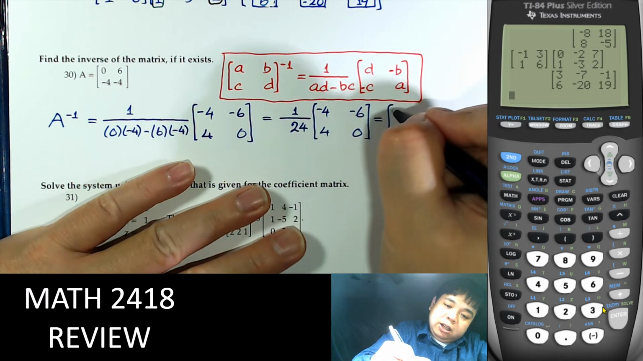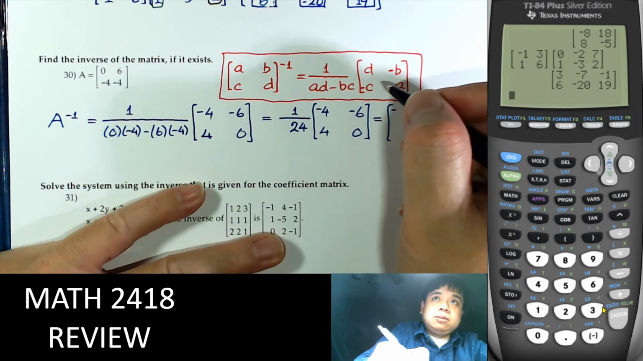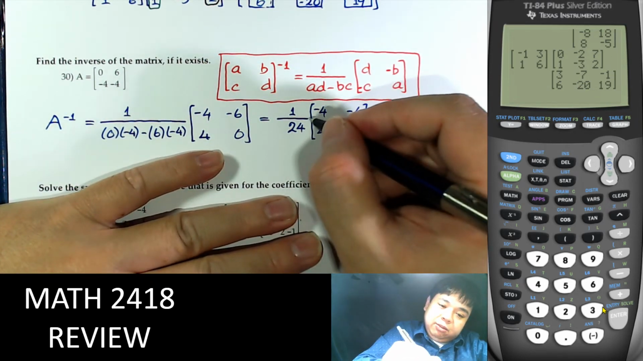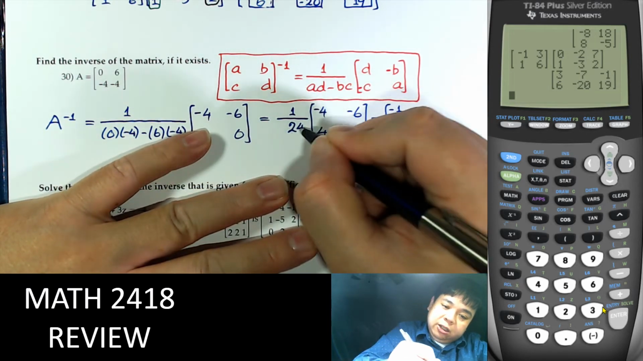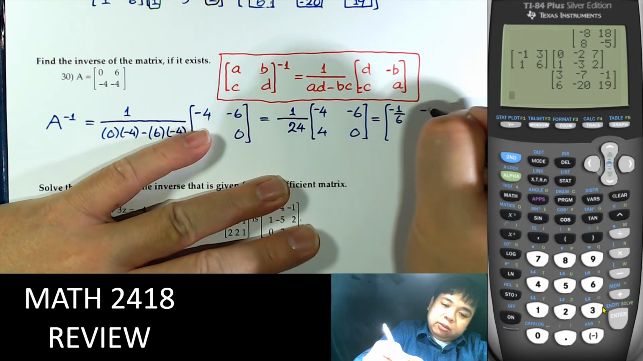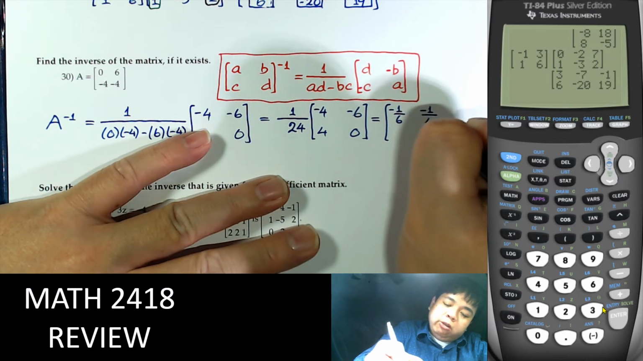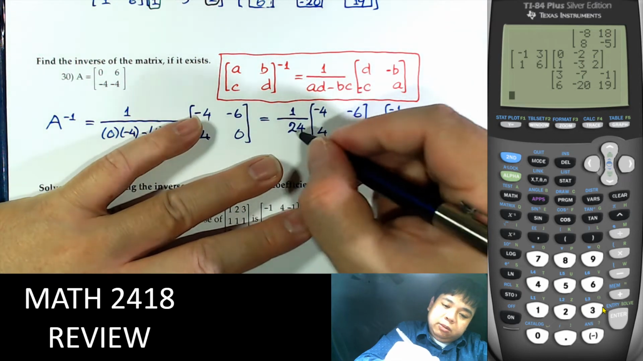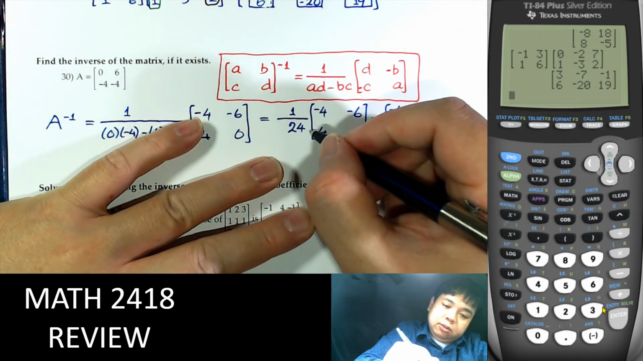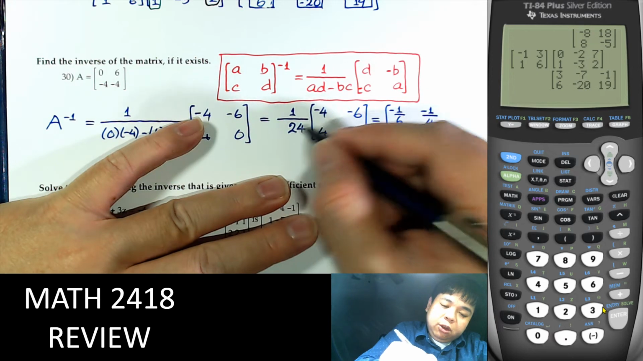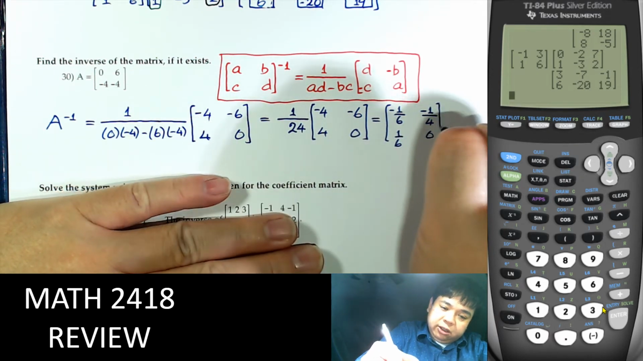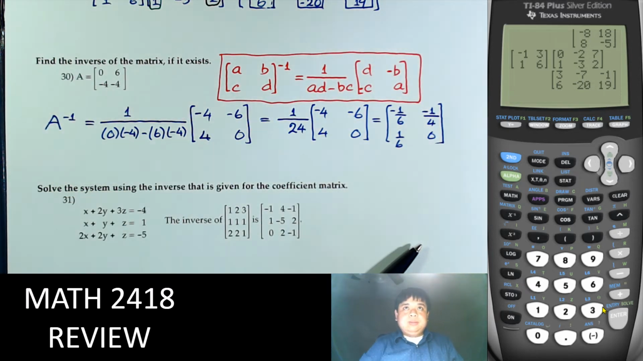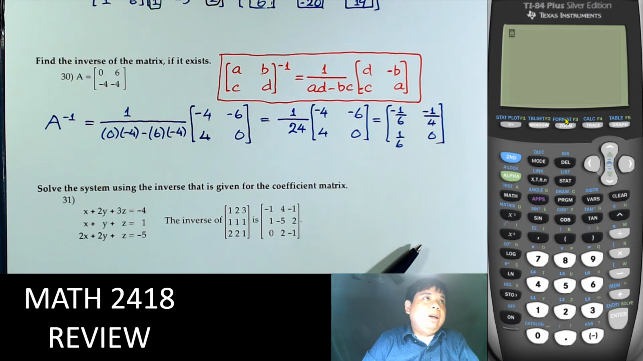So multiply inside. Negative 4 over 24 reduced by 4, we have negative 1 over 6. Negative 6 over 24, negative 1 over 4. 4 over 24 is 1 over 6, and 0 divided by anything is 0. Right. So of course we can also use the calculator.